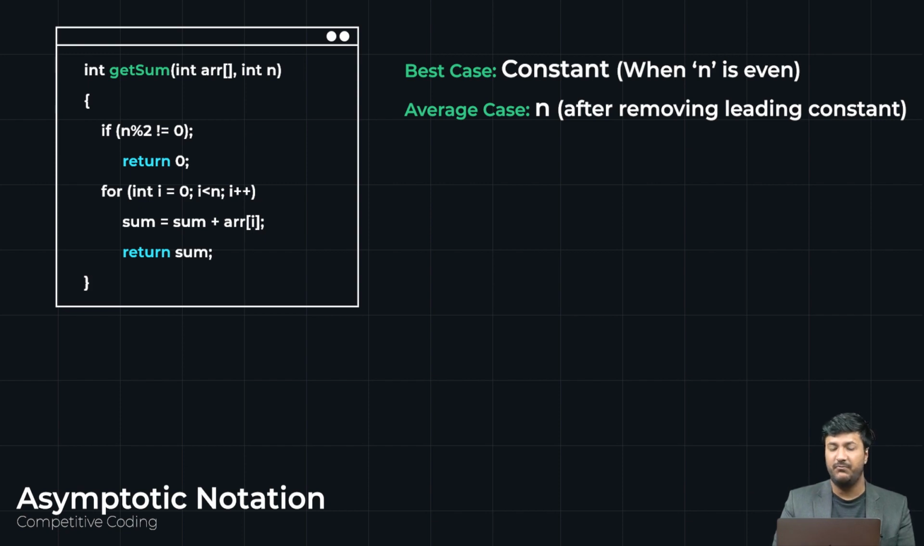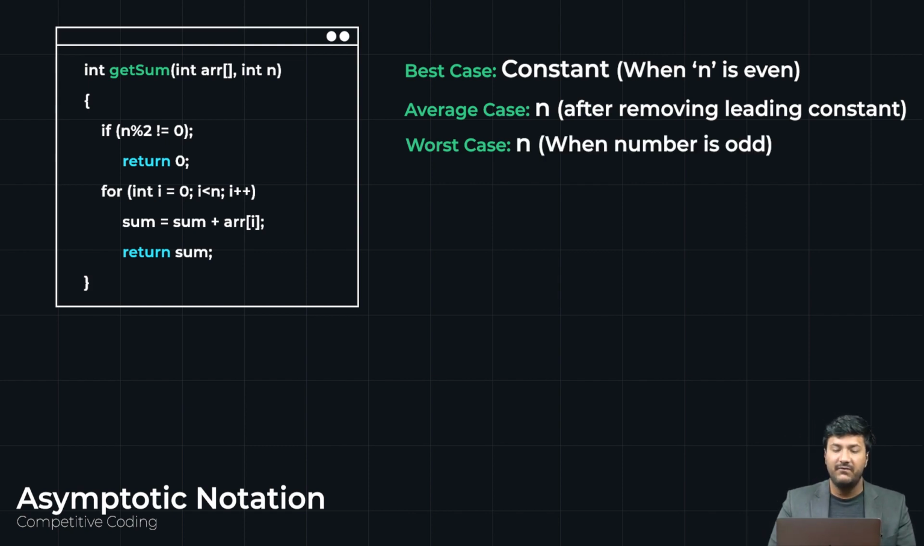Again, when you consider the worst case scenario, your worst case scenario is when your number is odd. Because n modulo never equals 0, this loop will never get executed, and if the number is odd, your for loop is always going to run. So in that case, again, it becomes linear in nature.